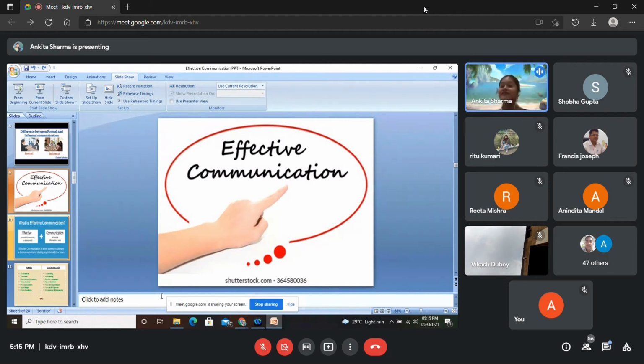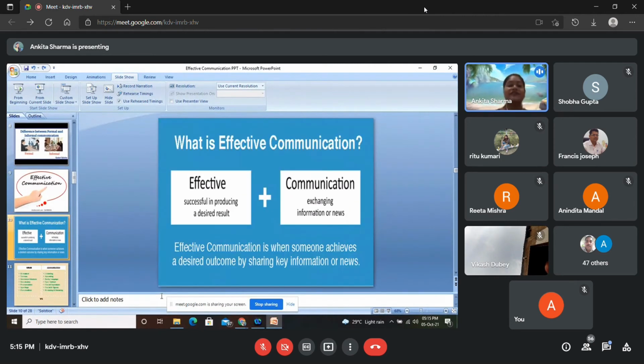So what is effective communication? Communication is imparting information, and effective means you get the desired result. Communication is when you exchange information or news. So effective communication is when someone achieves a desired outcome by sharing information or news.